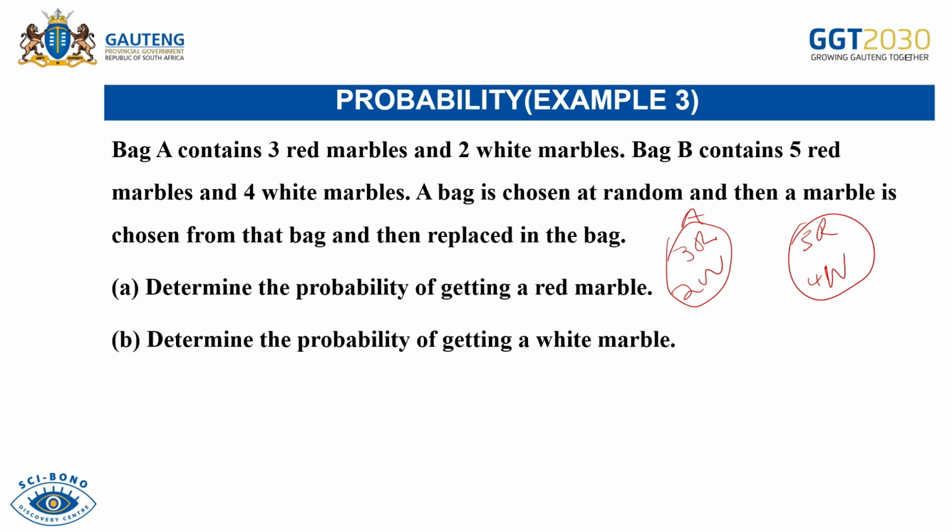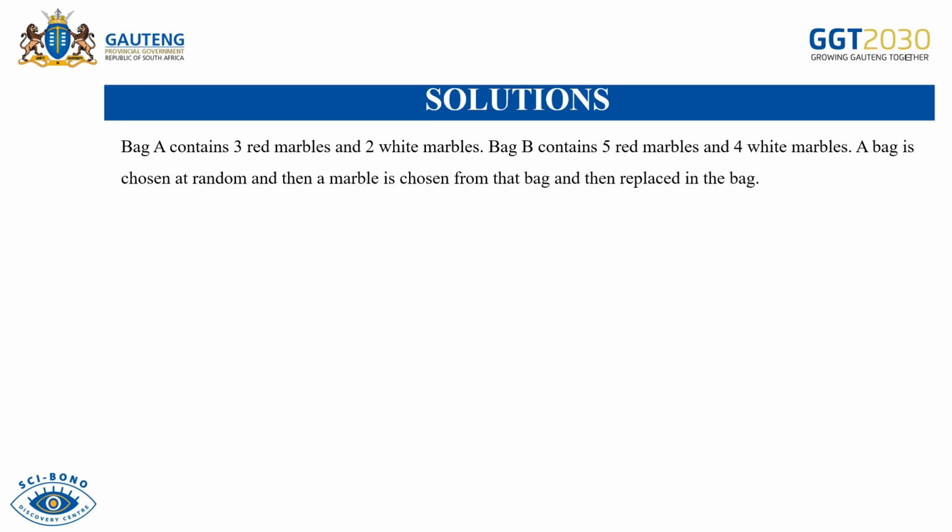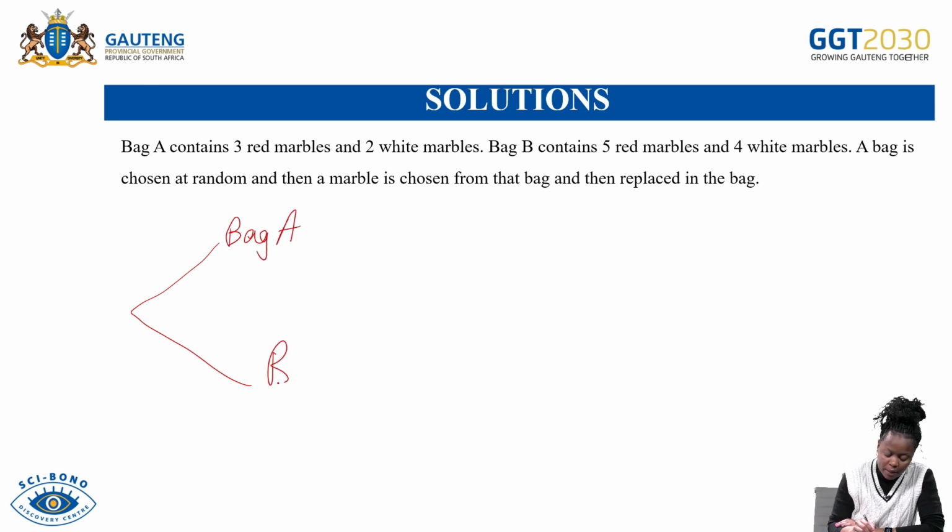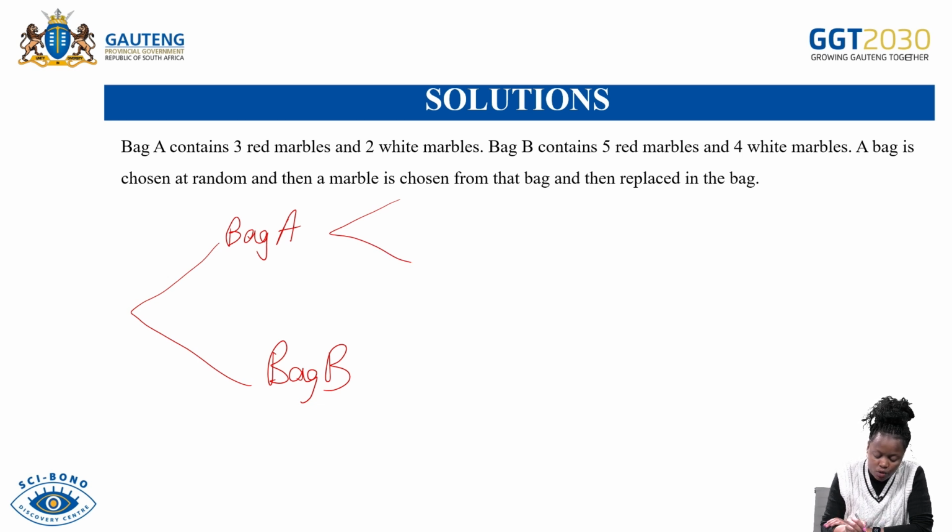So can you represent this in a tree diagram quickly? The instruction says bag A contains 3 red marbles and 2 white marbles. So you have 2 bags. You have bag A and you have bag B, right? And then in bag A, what is happening? You have 3 red marbles and you have 2 white marbles.